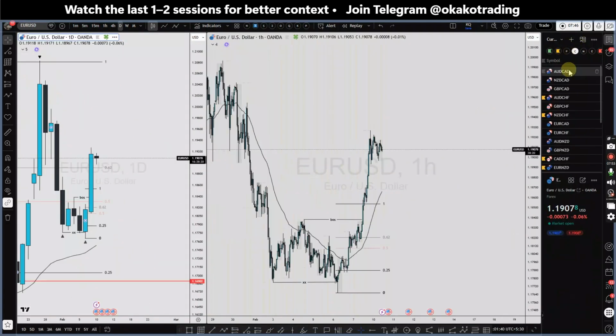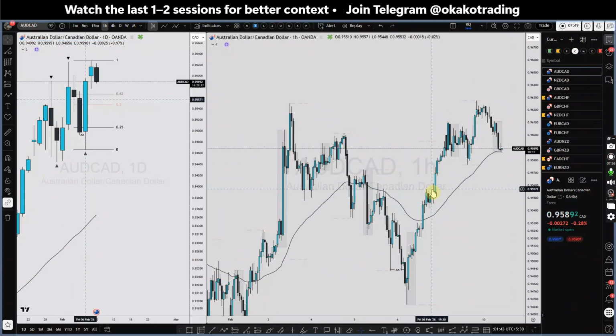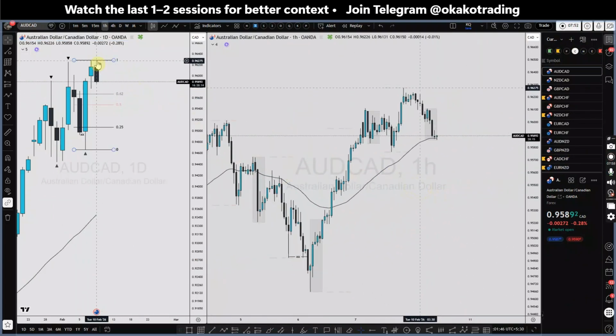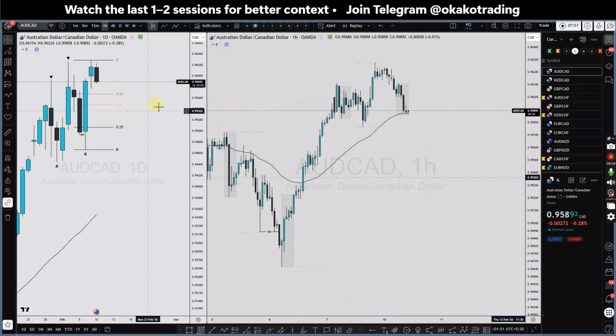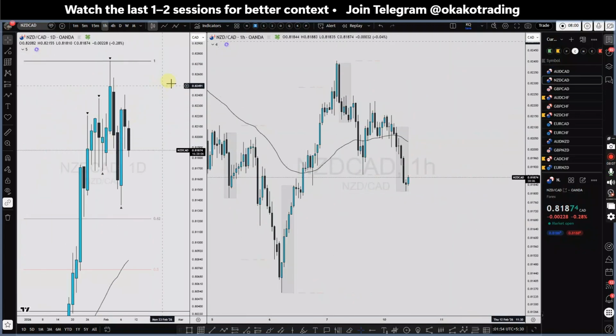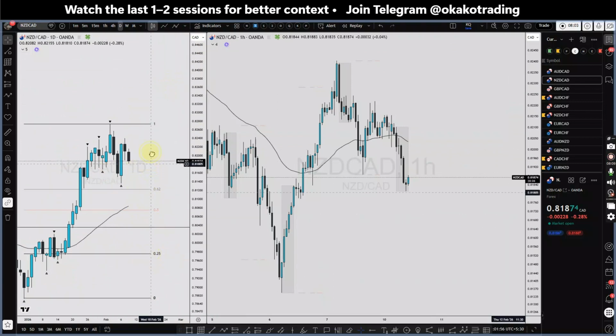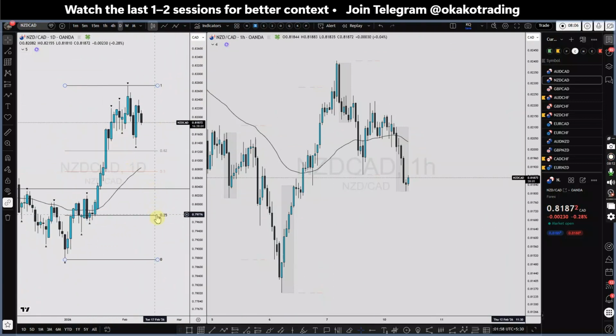Okay guys, so let's see what's going on in miners. AUD CAD. We just managed to create a new higher high, so we're gonna wait for a deeper correction towards a discounted price region into daily time frame. NZD CAD, same story. We're waiting for price to drop below a discounted price region.